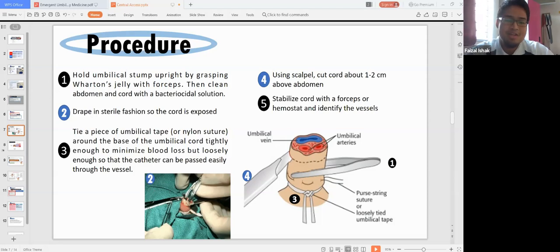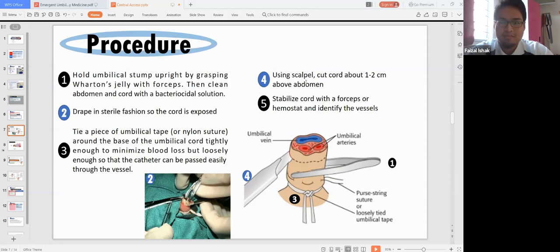Just like the picture below, we need to cover the abdomen except for the umbilical stump, and then tie a piece of umbilical tape or nylon suture around the base of the umbilical cord, tightly enough to minimize blood loss but loosely enough to insert the catheter so that it can pass easily to the vessel.